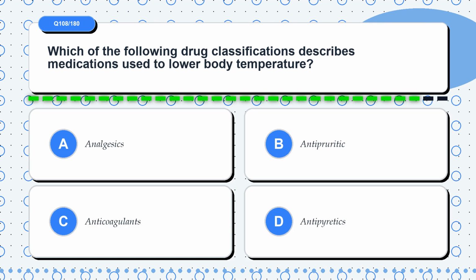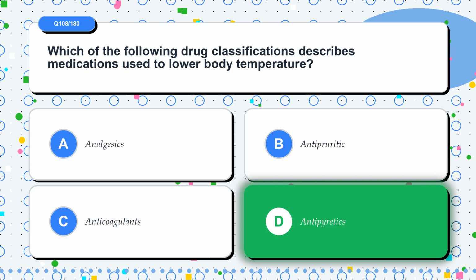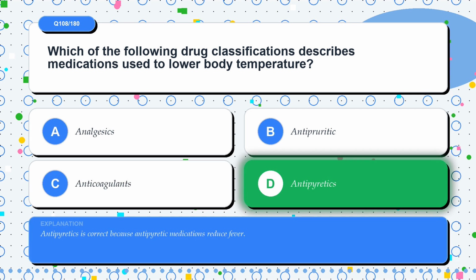Question 108. Which of the following drug classifications describes medications used to lower body temperature? Here are the options. Option A, analgesics. Option B, antipruritic. Option C, anticoagulants. Option D, antipyretics. The correct answer is option D, antipyretics. Antipyretics is correct because antipyretic medications reduce fever.